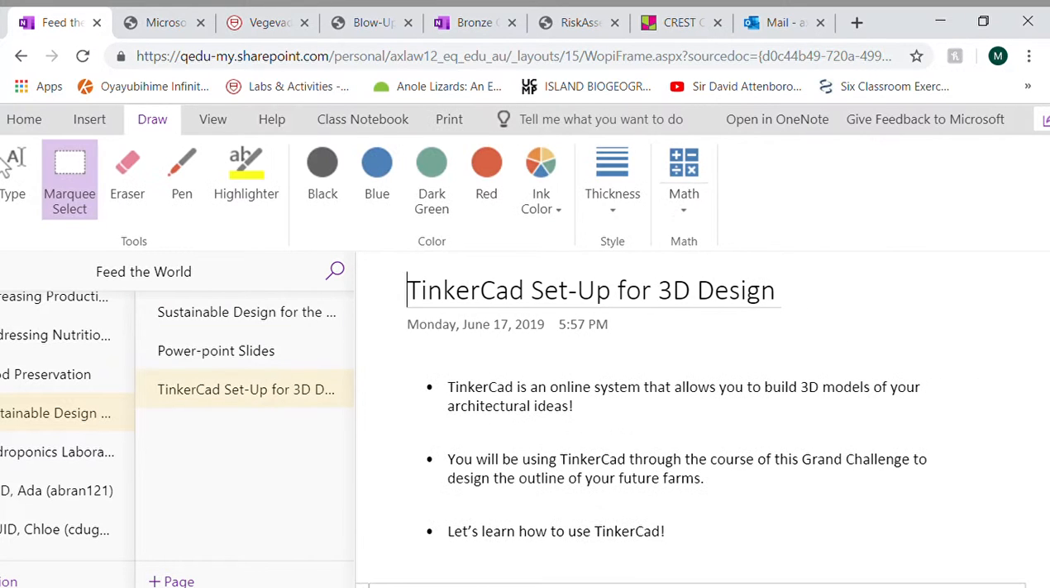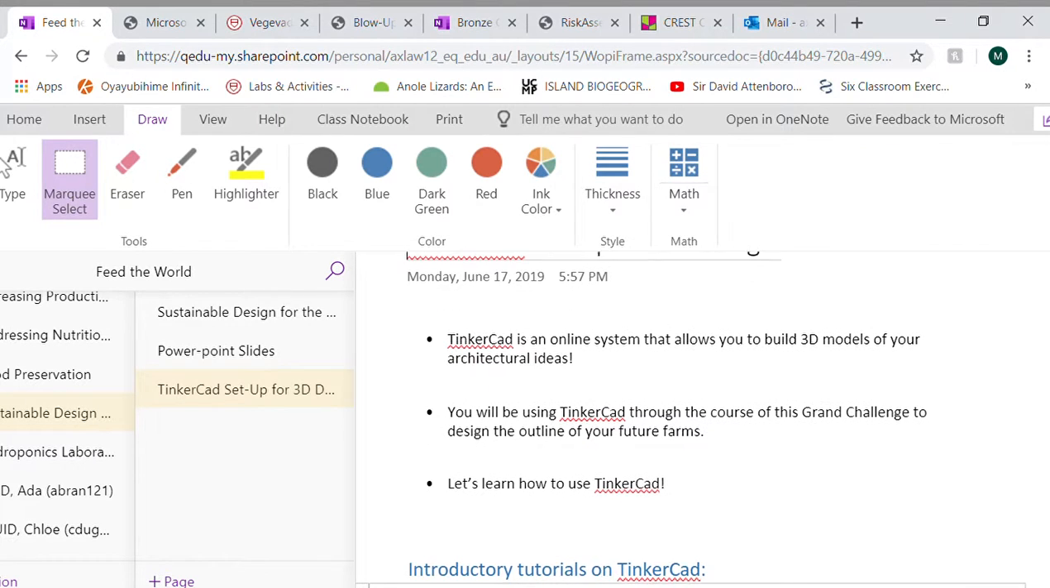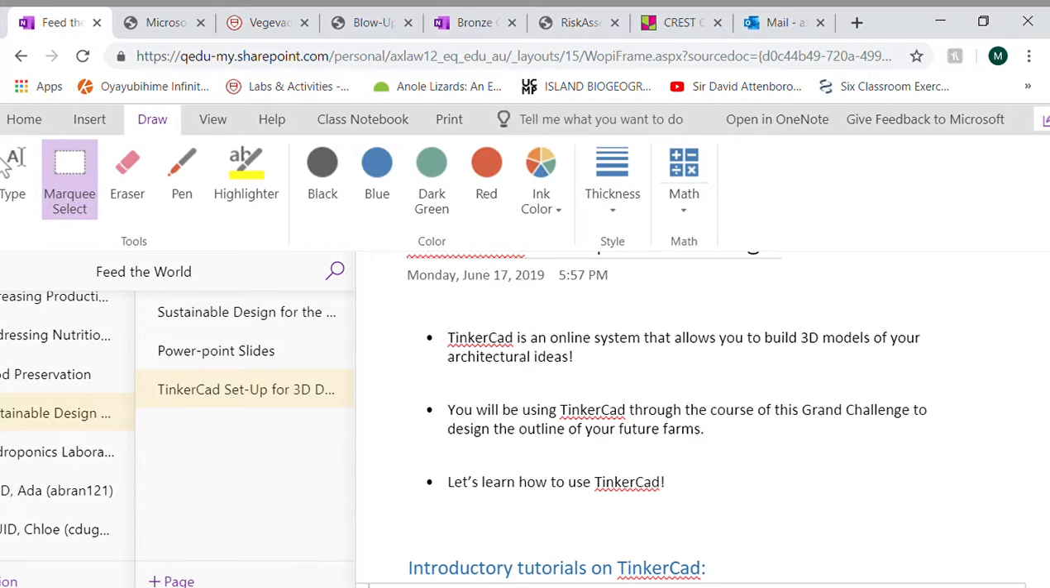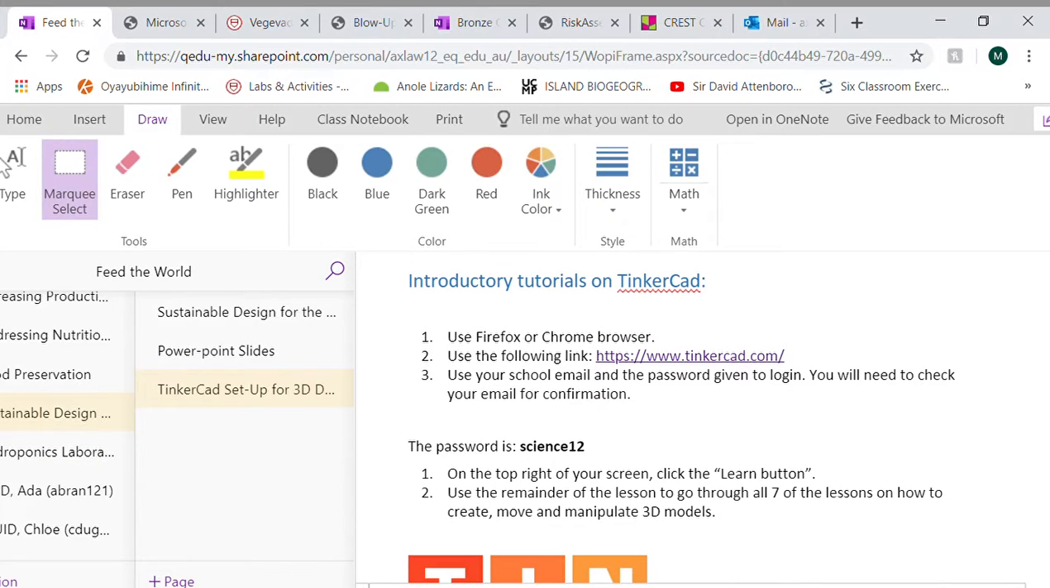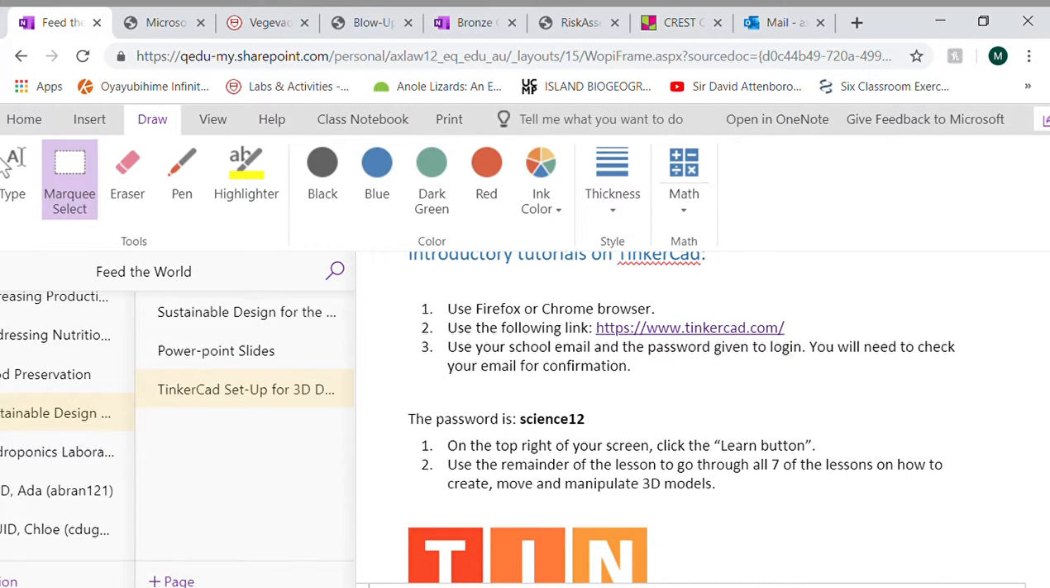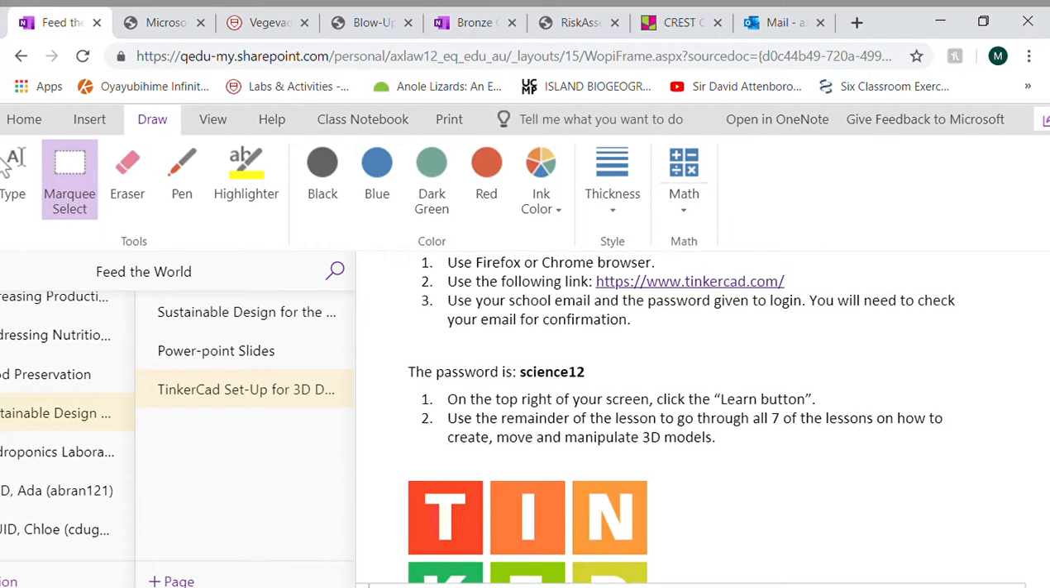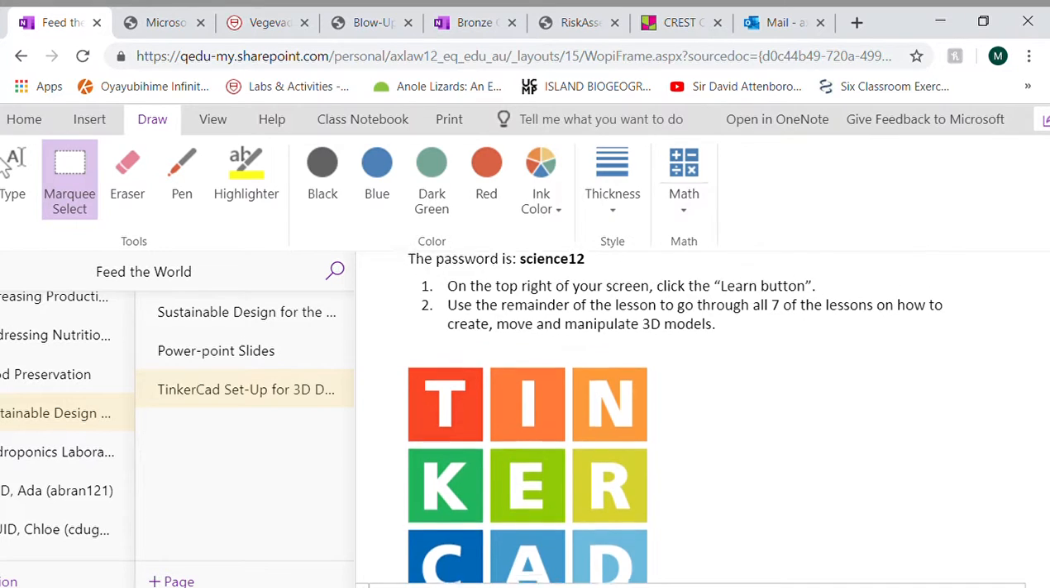In our tutorial session, after we've sketched our ideas, we set up our Tinkercad account. So Tinkercad is an online system that allows you to build 3D models of your architectural designs. So we did our introductory tutorials on Tinkercad. So you need to use your school email and your password. So when I say school email, the start of your school email. So an example is mine, axlaw12, you're not adding in the eq.edu.au. And your password is science12.